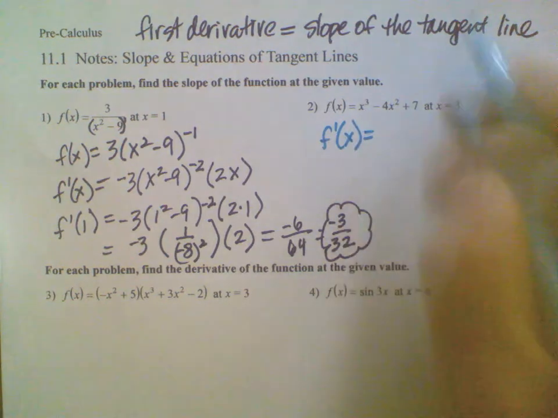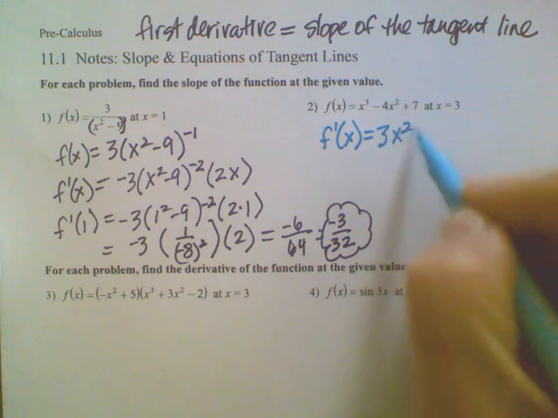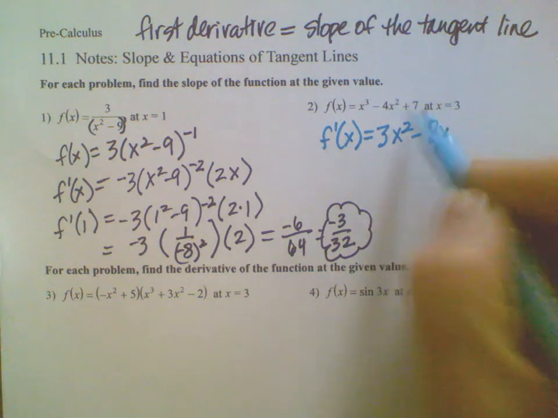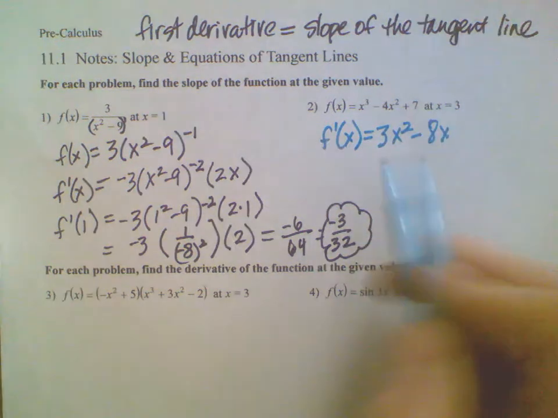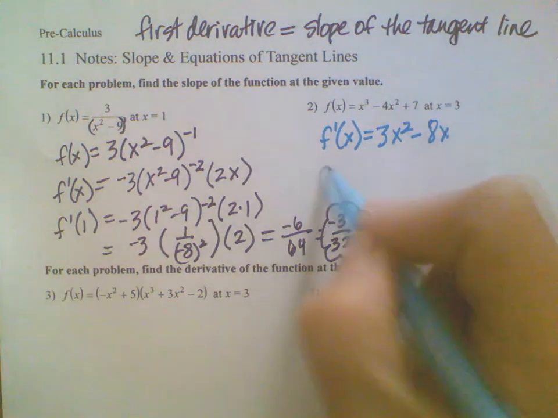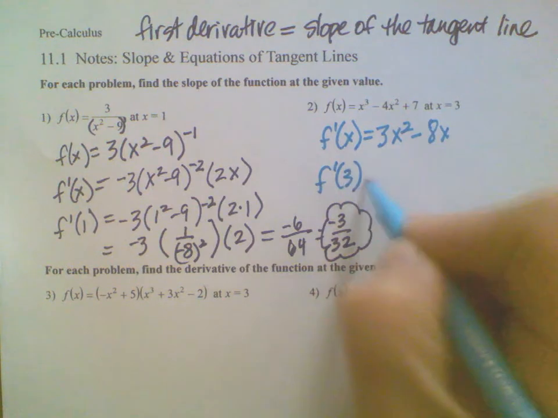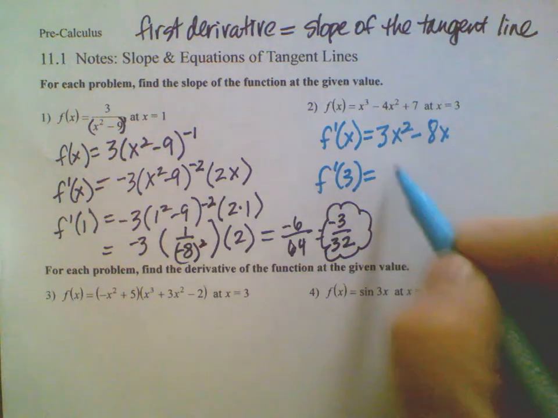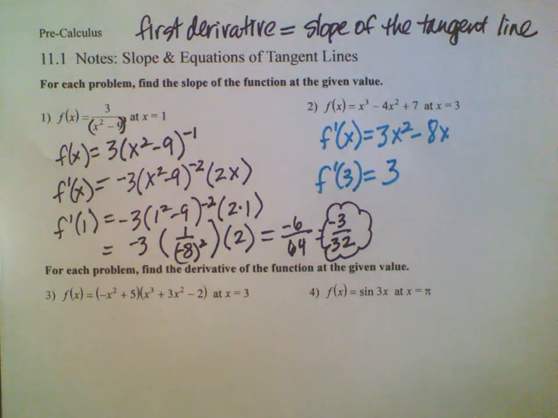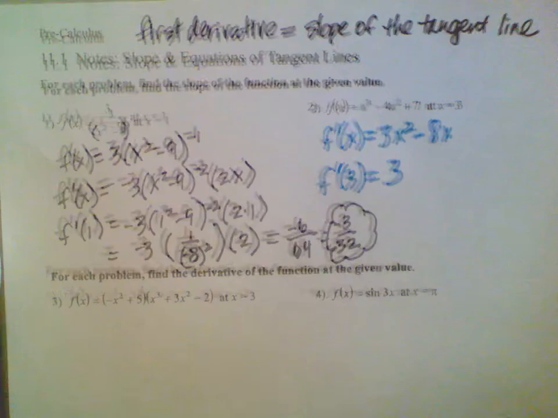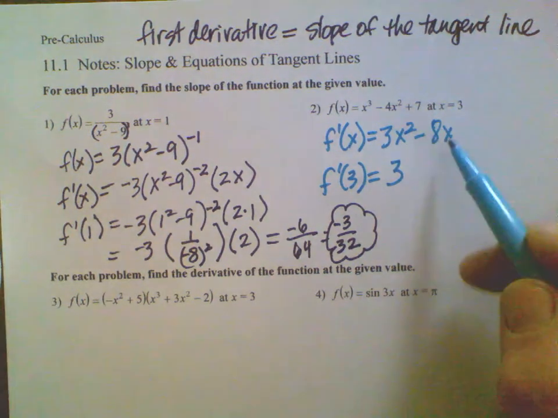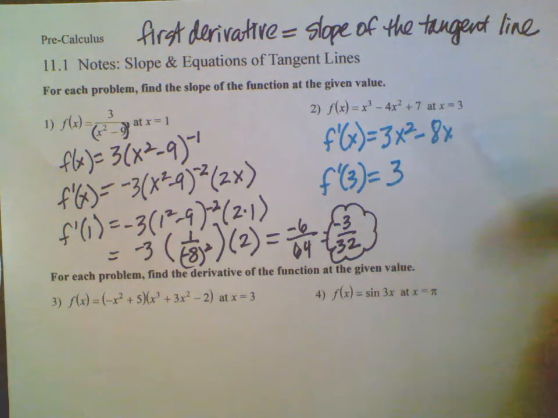Welcome back. Your derivative should have been 3x squared minus 8x. The derivative of 7 is 0, so that's my first derivative here. When you do f prime of 3 and plug that in, you should have ended up with 3 as the slope of your tangent line. That would be 3 times 3 squared minus 8 times 3, or 27 minus 24.